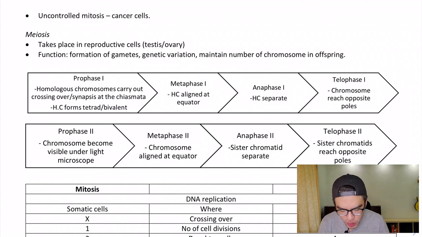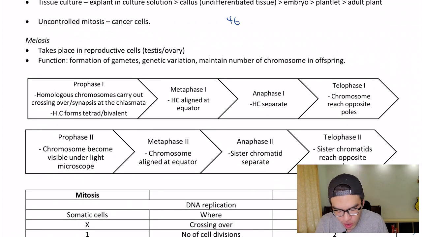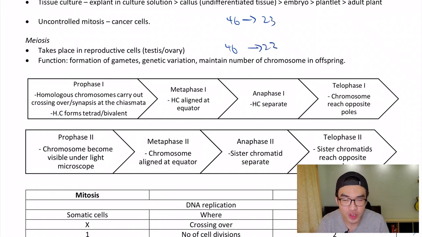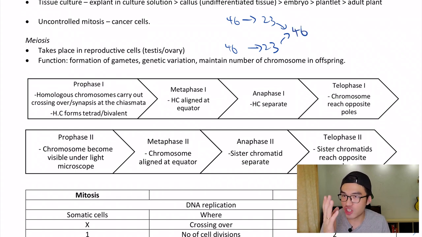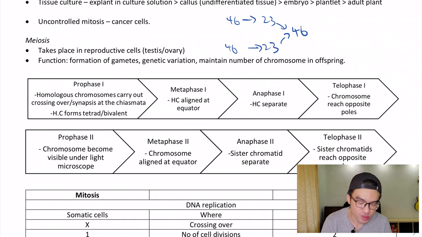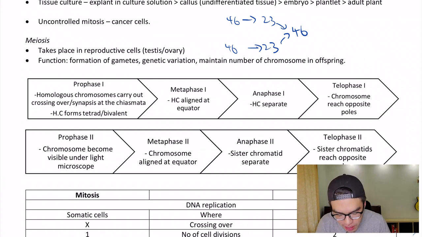Okay, so think of it this way. You have 46 chromosomes. Your partner will have 46 chromosomes. So next time when you want to give birth to a child, you will give 23 chromosomes and your partner will give 23 chromosomes to the child. And when you combine them, the child would have 46 chromosomes. So the process of changing 46 into 23 chromosomes, that is meiosis.